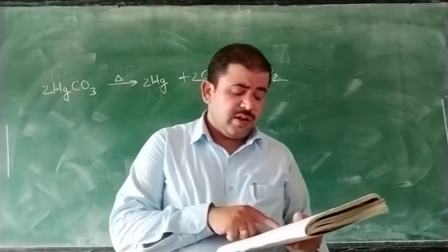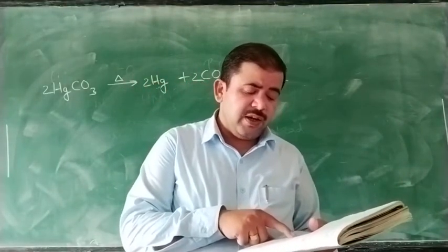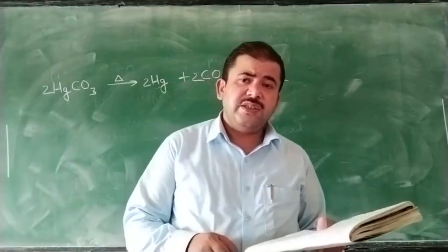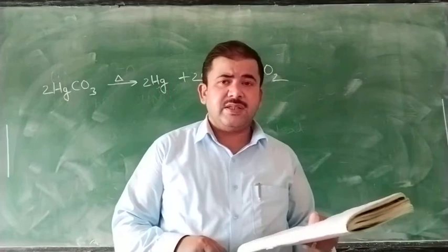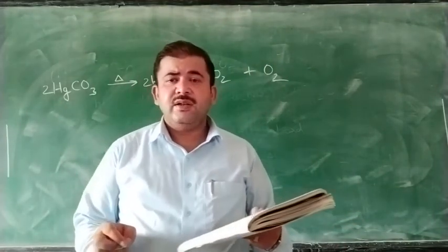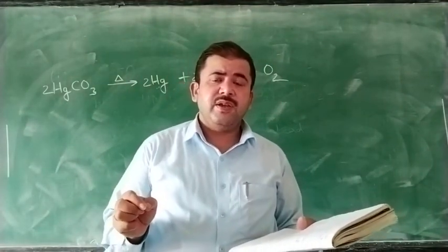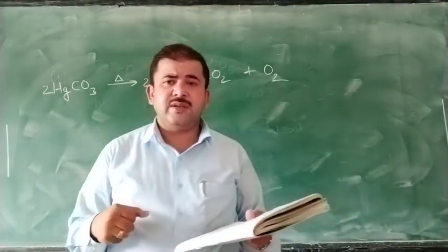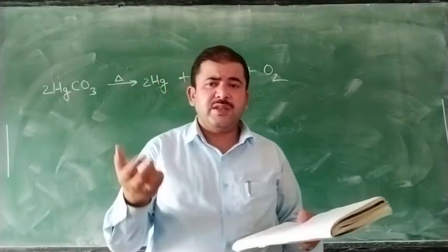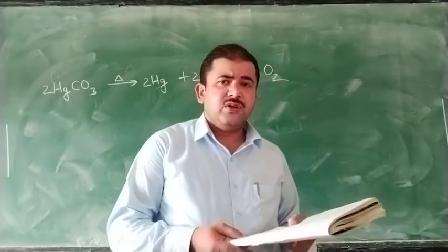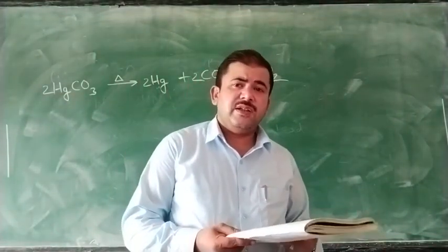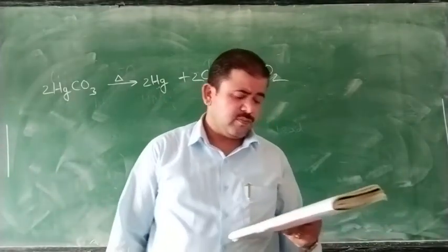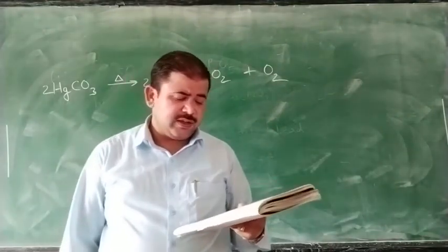Fifth, X plus Y gives XY minus delta, which means energy is given. So this is the example of an endothermic reaction, because we know that in the endothermic reaction, heat energy is absorbed in the reaction. So a reaction proceeds by the absorption of heat energy. So we represent the heat by the minus delta on the product side. So this is the endothermic reaction.